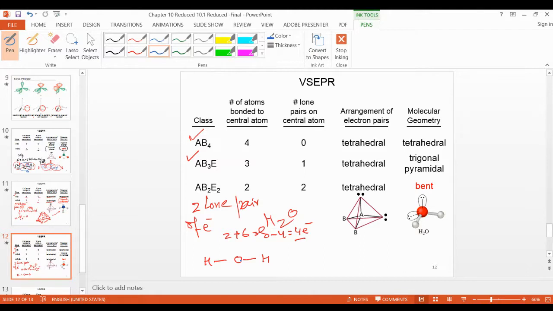I told you, how do you write the Lewis structure of any molecule? First, find the total valence electrons. 6 plus 2, 8 valence electrons. Second point, put the least electronegative atom in the center. Oxygen I put as the central atom, because hydrogen is never put as the central atom. Then you will make 2 bonds between the hydrogen and oxygen. How many electrons do you put here? 4 electrons. 8 minus 4, how many electrons are left? 4 electrons.